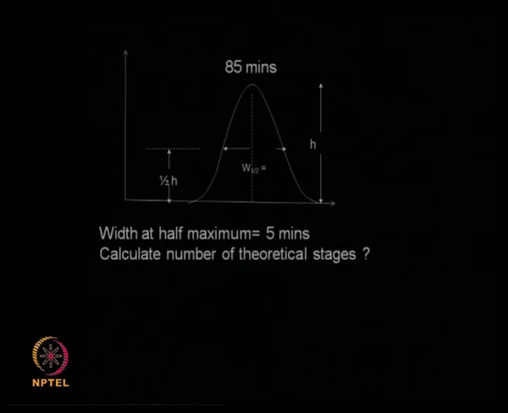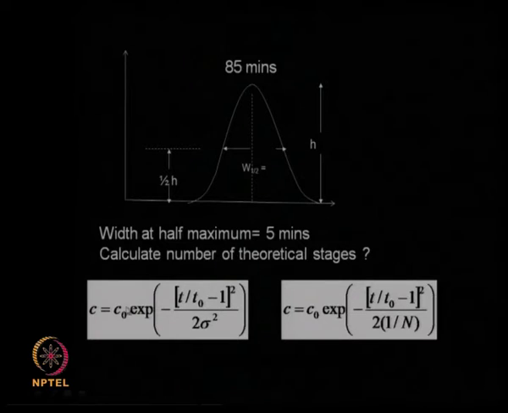We need to use the C equation. We can use this particular equation: C is equal to C naught exponent minus (T by T naught minus 1) whole square divided by 2 sigma square.